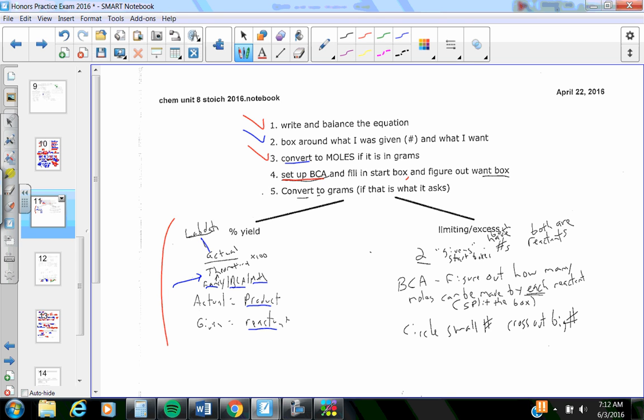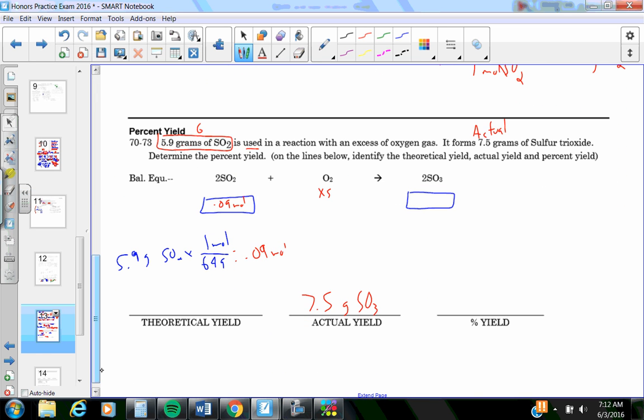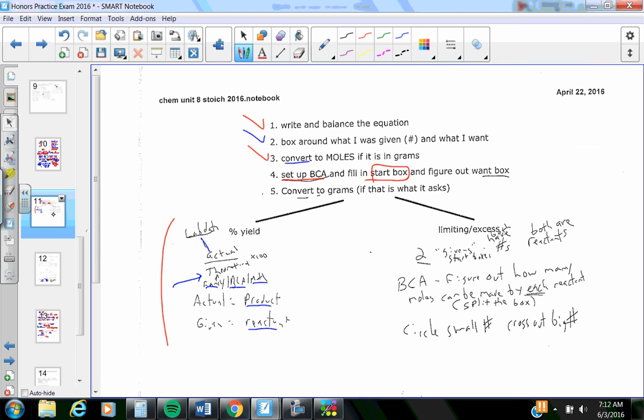I've set up the BCA. I filled in the start box even. What about the want box? So go through the mole ratio. If 2 moles of SO2 results in 2 moles of SO3, what if I only had 0.09 moles? Well, I'm only getting 0.09 moles. Got my want box done, check. The last thing, convert it to grams, and then we'll look at some special stuff about percent yields.